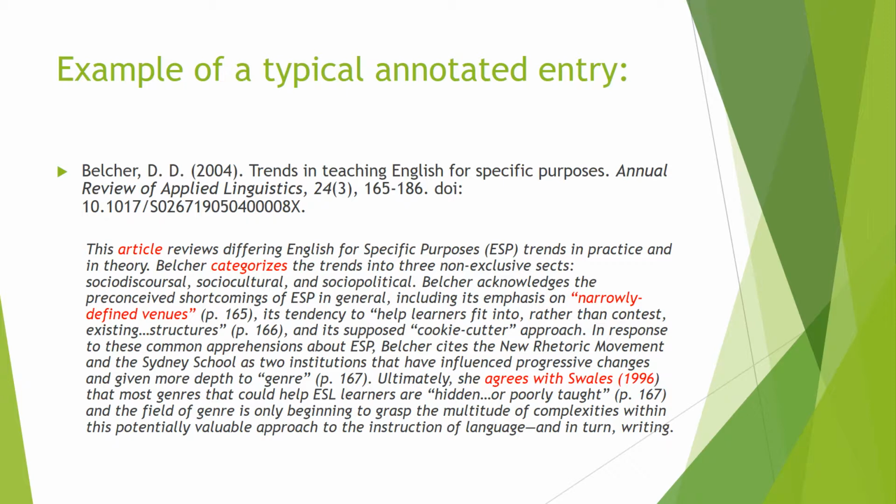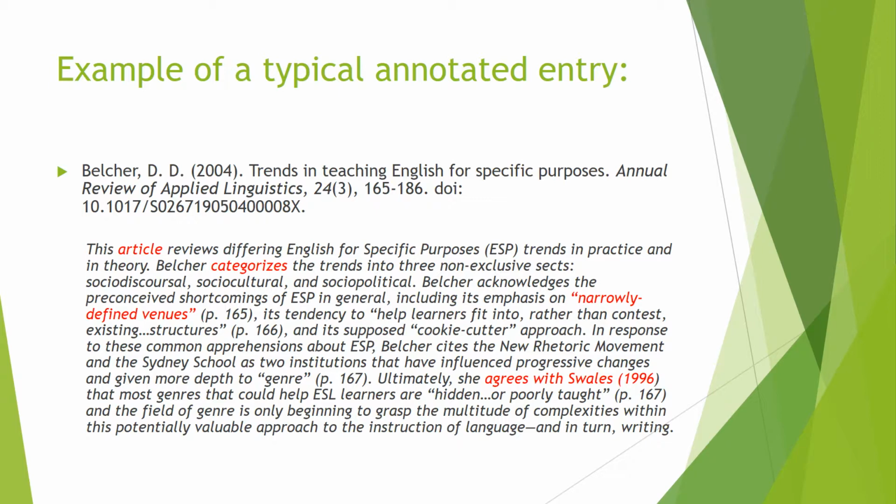Here we have a sample of a typical entry in an annotated bibliography. You begin with the actual source information, citing it in APA style. That's the entry on the list. The annotation is the paragraph that follows, and it should offer a brief summary of the material. Yes, this is considered brief.